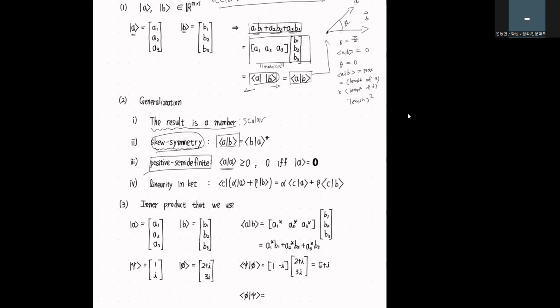Another property we have is positive semi-definiteness, which states that the inner product of A with itself is always greater than or equal to zero. This is obvious given the geometric interpretation over here, but it can also be seen from the definition: A1 complex conjugate times A1, A2 complex conjugate times A2, and A3 complex conjugate times A3, which is basically the absolute values squared and summed up. And by definition, these are greater than or equal to zero.